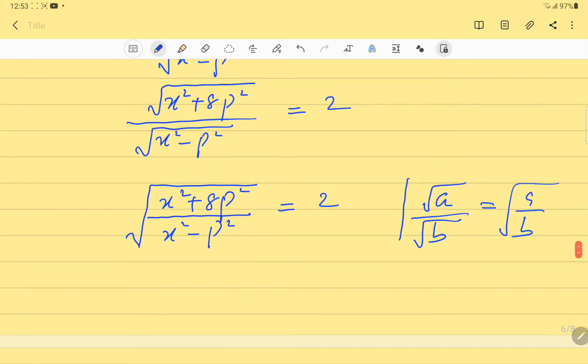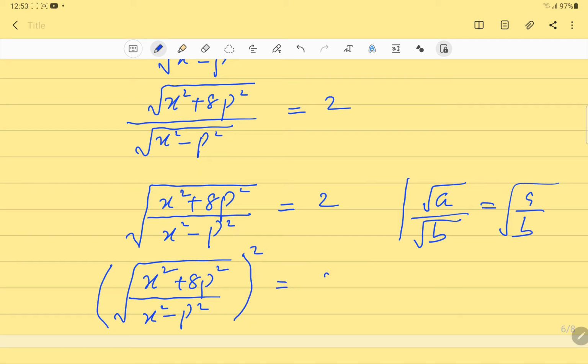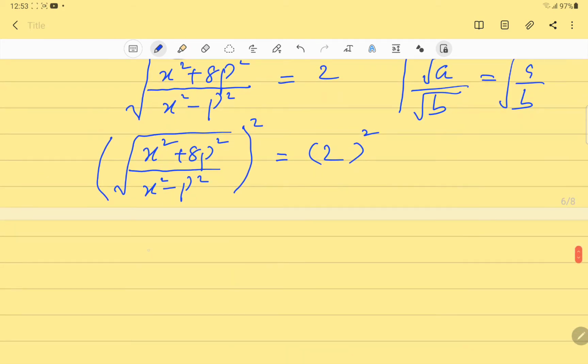Now we will take the square of both sides. So x squared plus 8p squared over x squared minus p squared. We have taken the square, and same thing we will be doing on the right side. So on the left side we are left with x squared plus 8p squared over x squared minus p squared, because the square root will cancel with the square, is equal to 2 raised to power 2, which is 4.